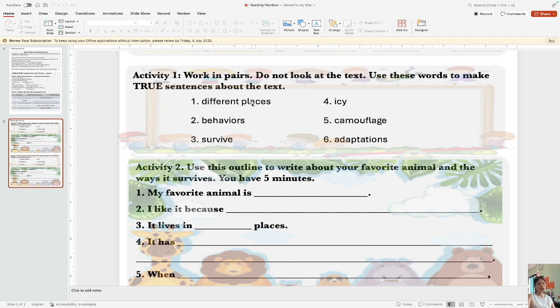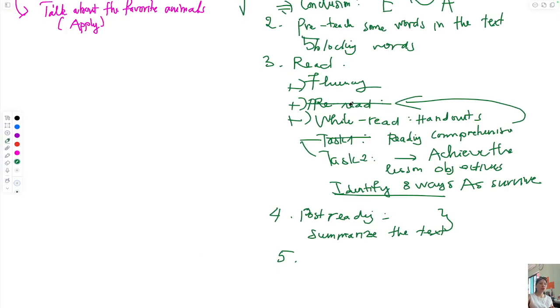So I have different places. Here, most of them are the keywords and the blocking words which we pre-taught, and also the keywords of the text. So with this exercise, I achieve 2 objectives. Number 1 is for them to summarize, and number 2 is for them to use the words. So I achieve both objectives.